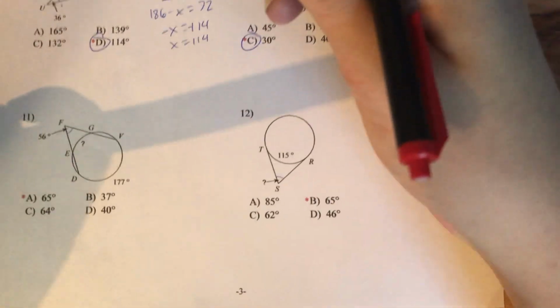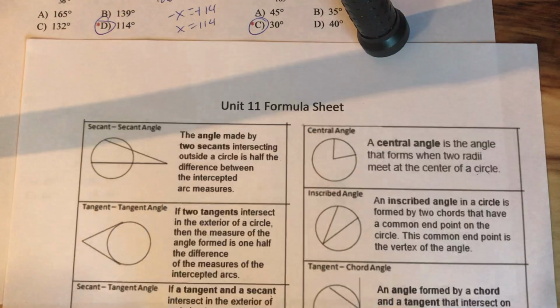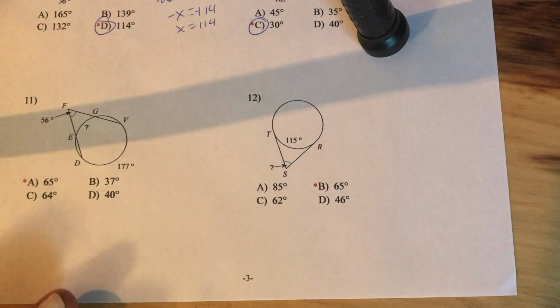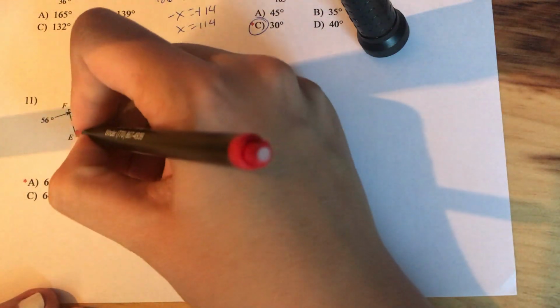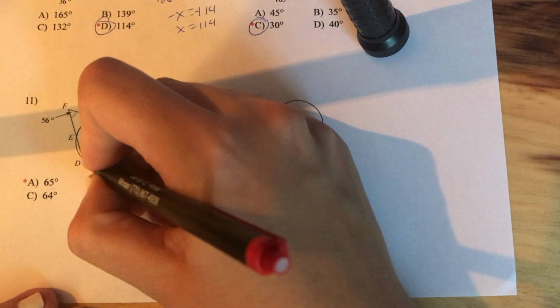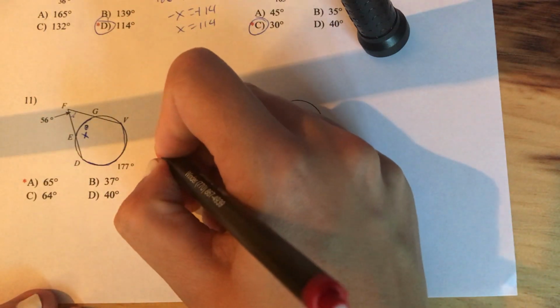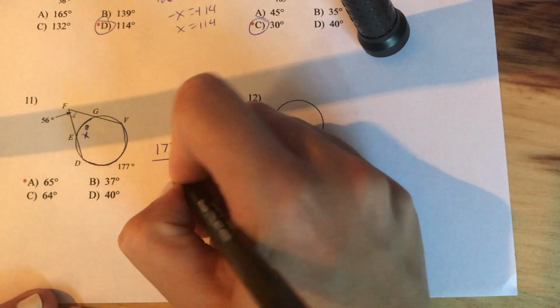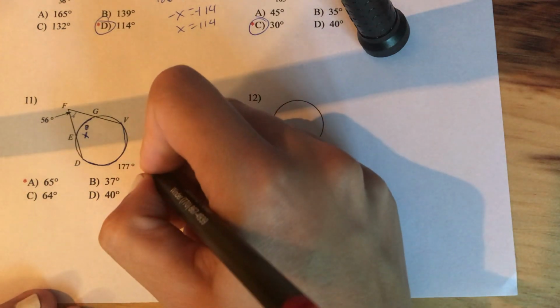All right, we're going to look back over at our formula sheet to see which picture matches this one. Oh, it's actually the same, right? Two secants going through, two lines going through my circle. Same thing, but this time it's asking for this arc. I'm just going to call it x. The definition is the difference of my intercepted arcs divided by 2 equals this angle. So I'm going to set it up as 177 minus x, divided by 2, is equal to 56. Then we'll multiply by 2.